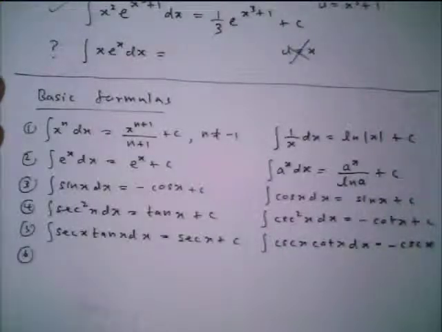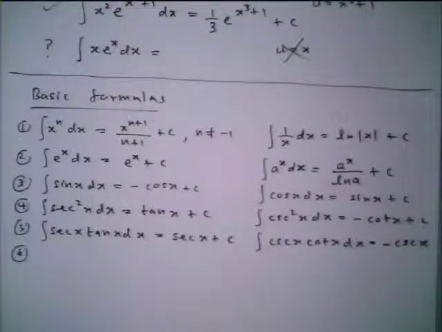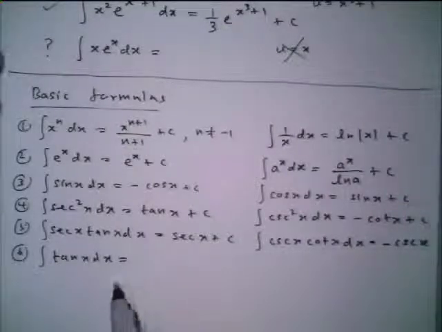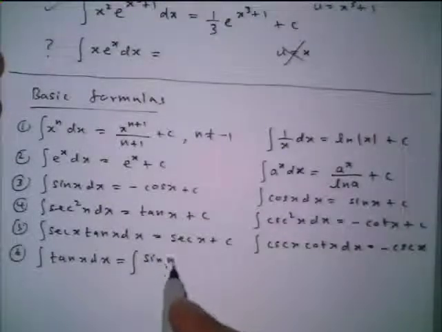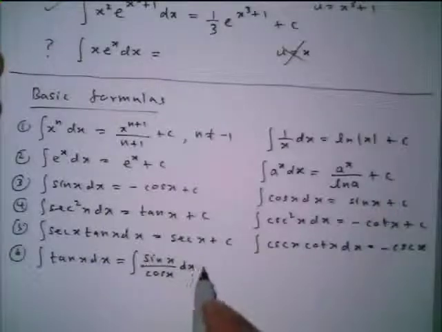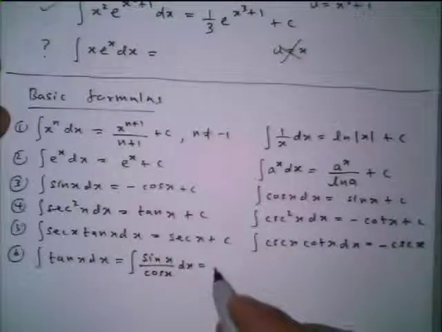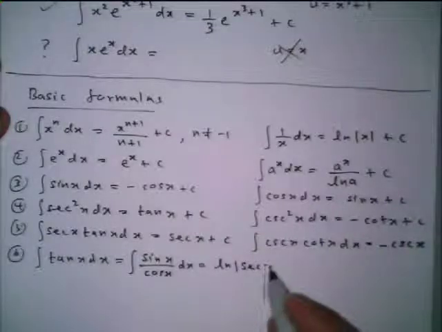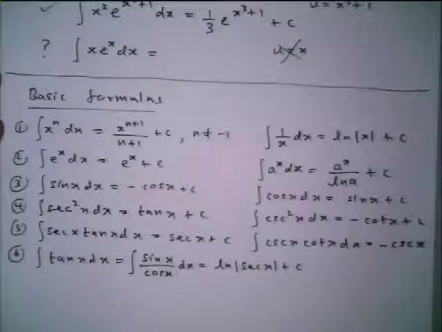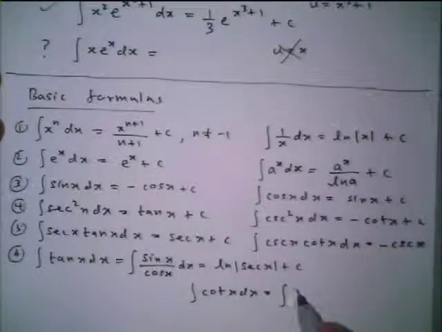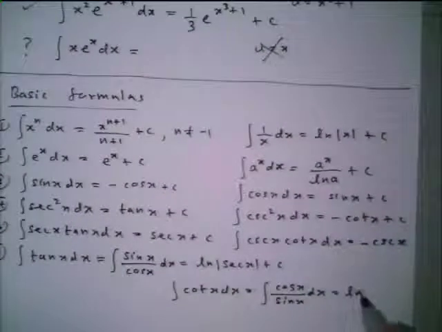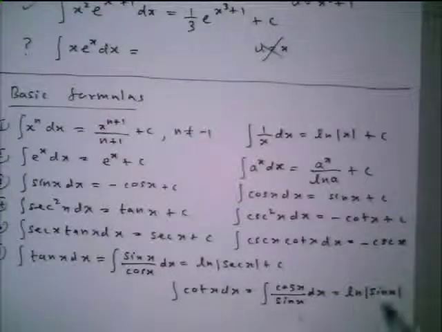And then we have the sixth one. What about the integral of tan x dx? Tan you can write as sine over cosine. Now this simply becomes the log, is that right? So this is negative ln cosine x, and because of the negative sign, I can write this as ln secant x, plus c. And then there's a similar one for the integral of cotangent x dx. This you can write as cosine over sine. This is ln sin x plus c.